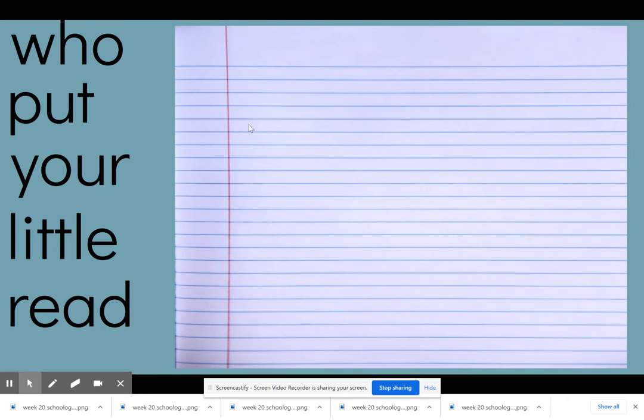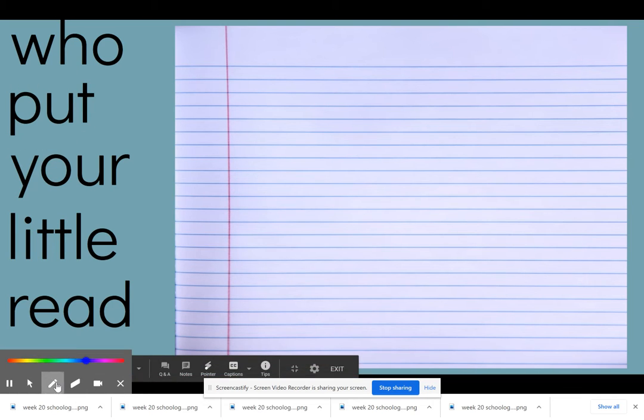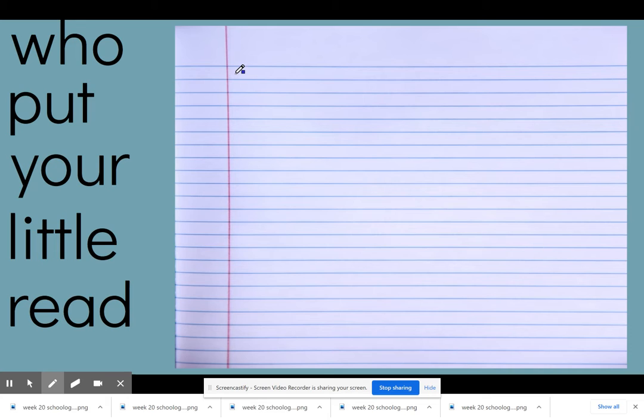Okay, so your first word is put. Go ahead and look over here. We know this is the word put. It's going to be the first word in our sentence. When we write our sentences, we start with a capital letter. So go ahead and write the word put. Start way over here to the left of your paper and write the word put, but make sure you have a capital P. Change that to a capital P. Put.